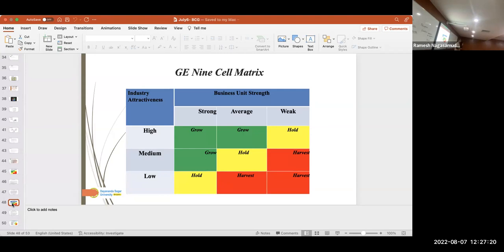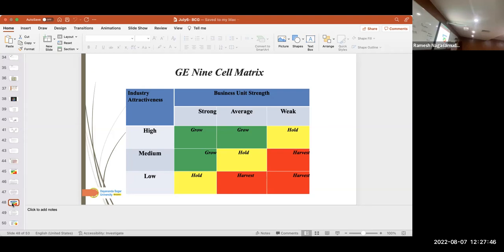So is the industry attractiveness high? Yes. Wow. Everybody is getting into streaming applications. What is your strength? My strength is really good. Continue to invest in that market and grow that market. Grow it. Plow money into that market. There's no cash cow concept. There is no star concept. There's no question mark concept. They do it differently.